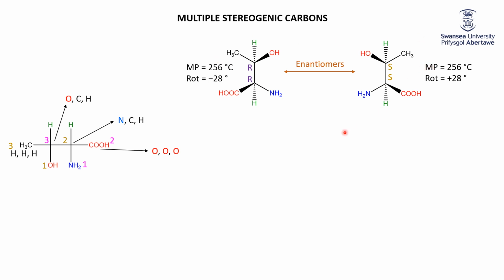Where they differ is in how they rotate plane polarized light. So this one here, the RR, rotates light 28 degrees in the negative direction, which is to the left. And the enantiomer, SS, rotates the light 28 degrees to the right. So you can tell they're enantiomers: same melting points, opposite rotations.